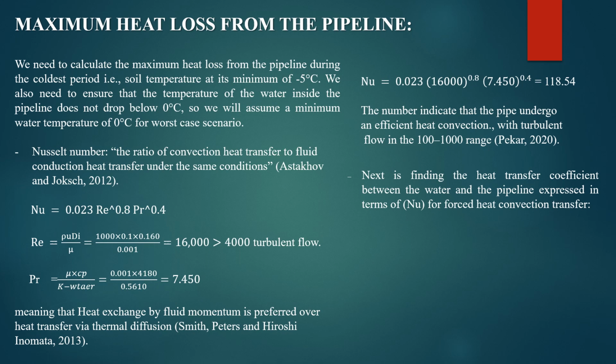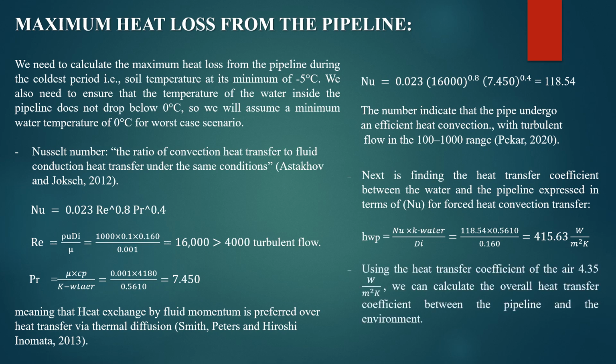Next is finding the heat transfer coefficient between the water and the pipeline, expressed in terms of the Nu, or forced heat convection transfer. Using this following equation, we will get a value of 415.63 watts per meter squared Kelvin. Now, using the heat transfer coefficient of air from the first video at a value of 4.35 watts per meter squared Kelvin, we can calculate the overall heat transfer coefficient between the pipeline and the environment.